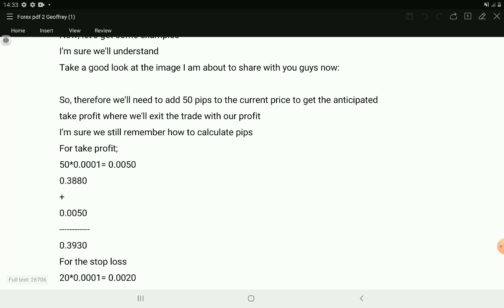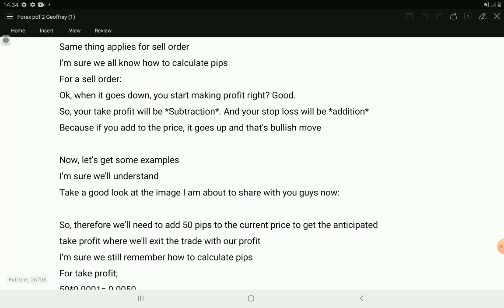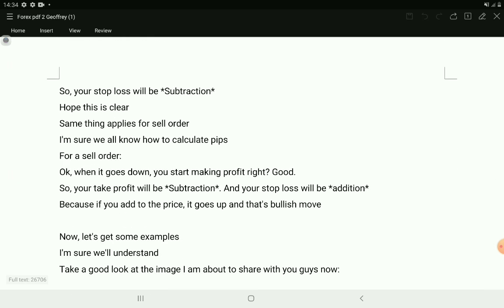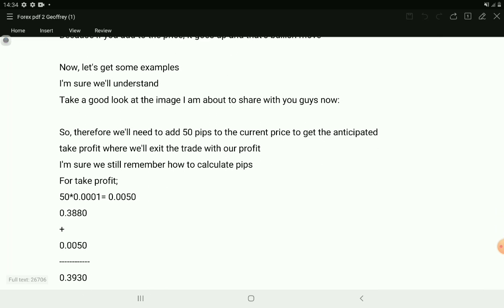Okay, let's check a small calculation here. Just an example. Let's see. Maybe at this point, the value of the currency pair we are trading, let me say GBP/USD, is 0.000001, right? And then you want to add 50 pips to it. If you add 50 pips to it, what will happen? It will be 0.0050.